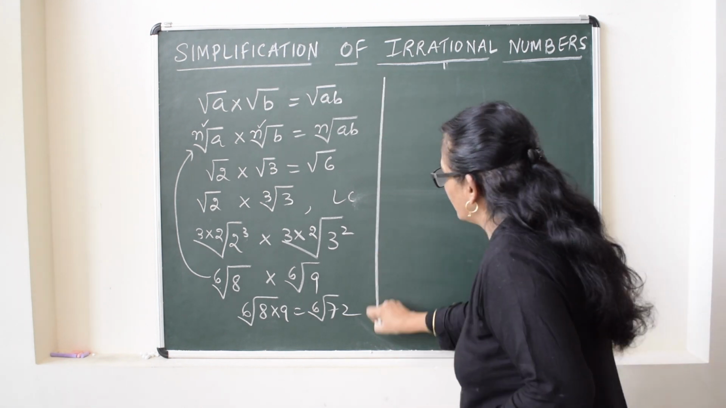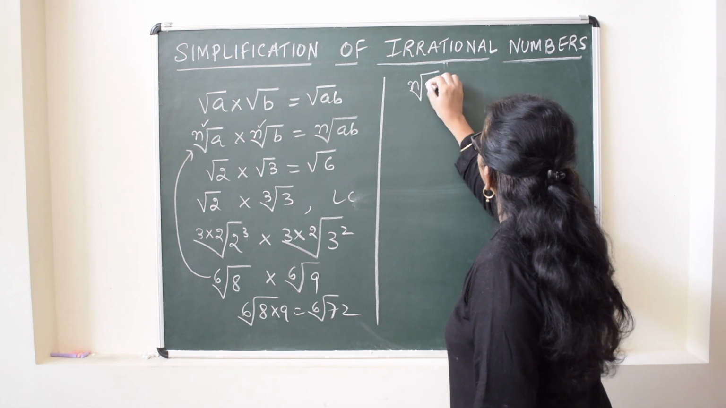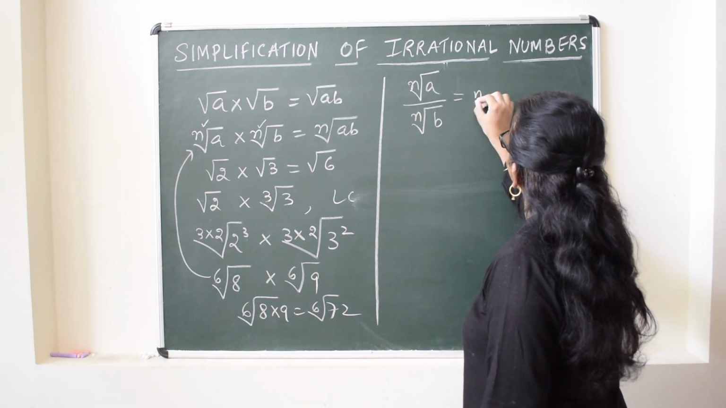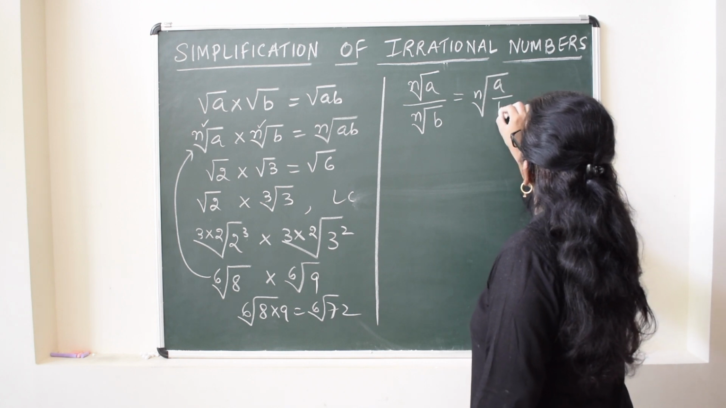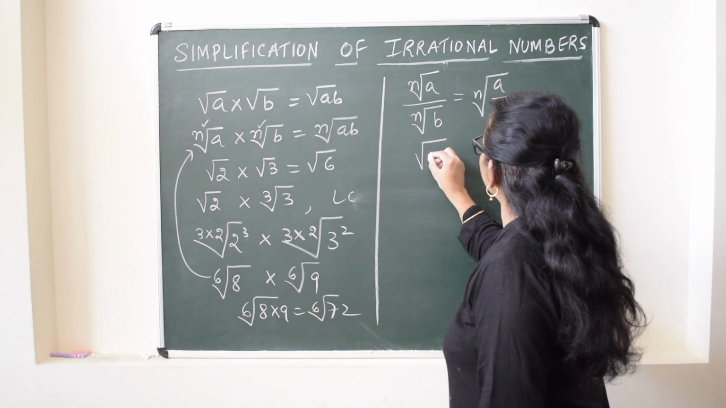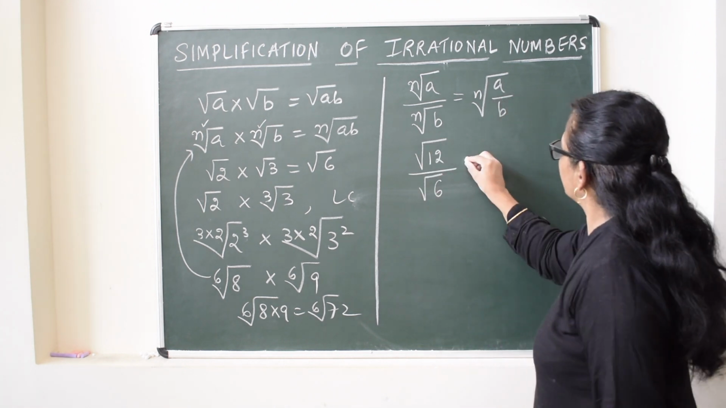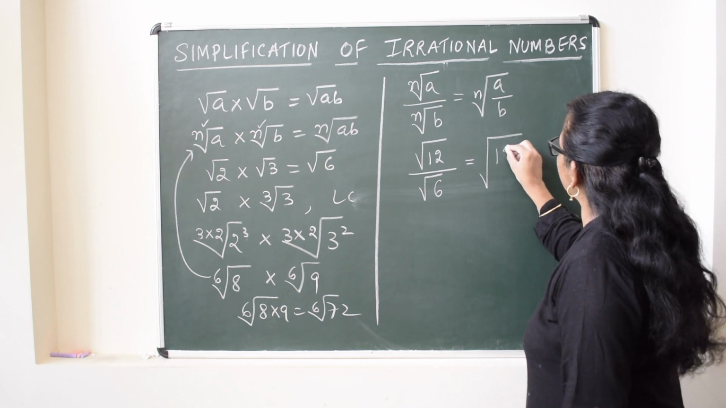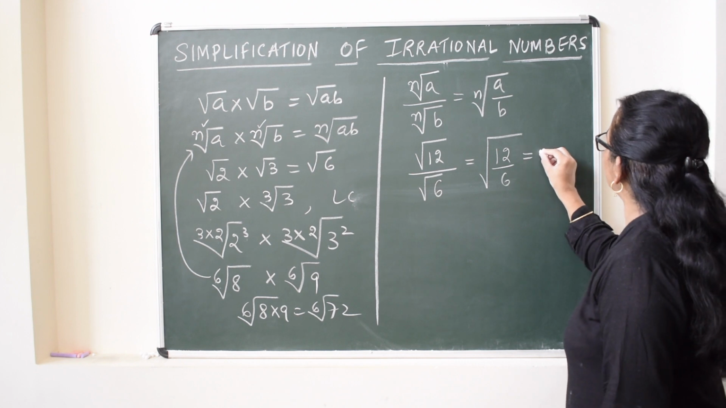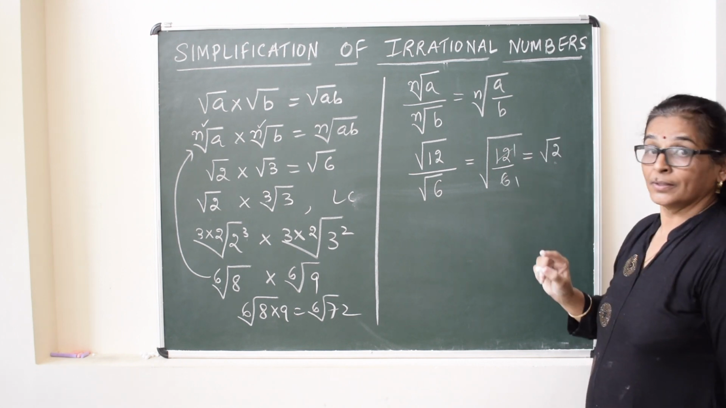Division. In division also, the rule is if it is nth root of A upon nth root of B, you can directly write it as nth root of A upon B. So if I say it is under root of 12 upon under root of 6, this directly we can write as under root of 12 by 6. So this will be under root of 2.